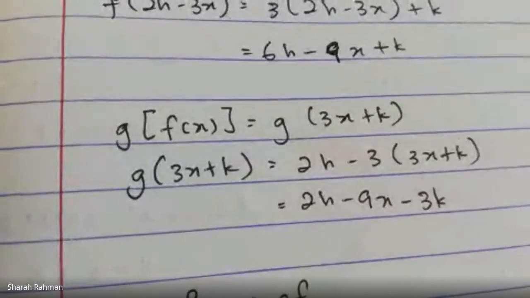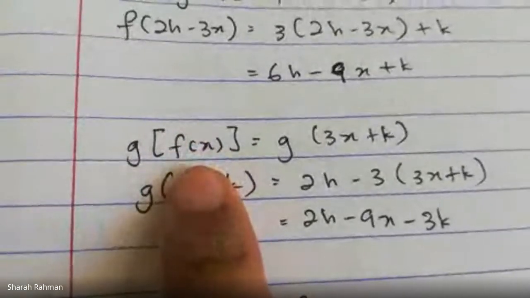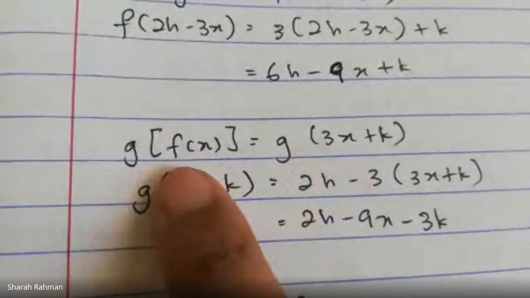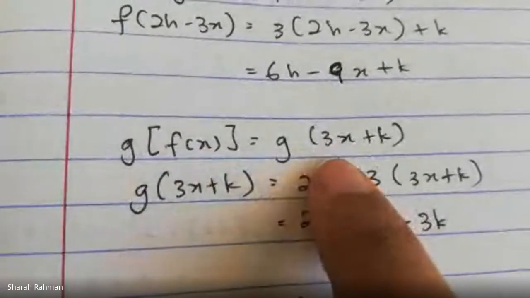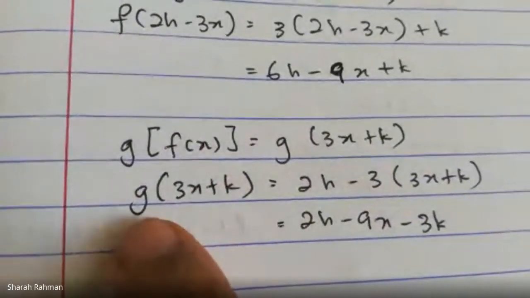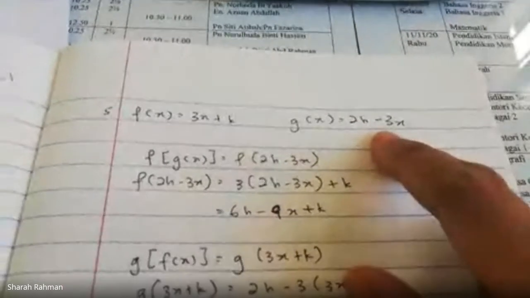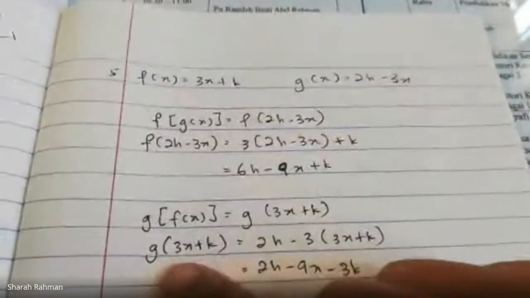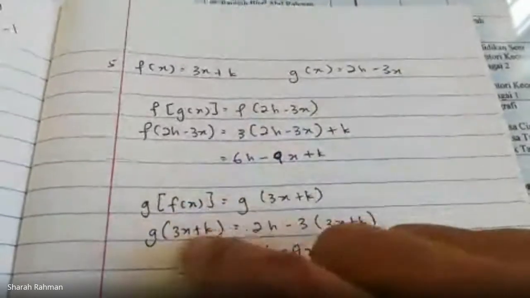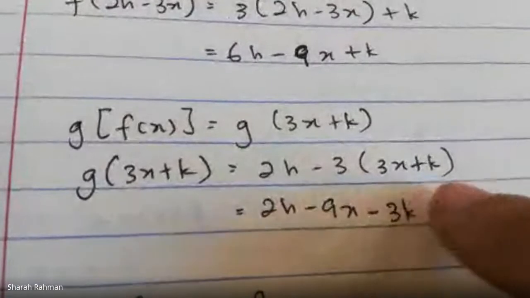So we find the gf(x). So we substitute f(x). f(x) is 3x plus k. So we substitute f(x) with 3x plus k. So we need to find g(3x plus k). Substitute 3x plus k inside the function g. So we substitute this one inside this one. So it means x here must be substituted with 3x plus k. Here will be 2h minus 3 bracket 3x plus k.